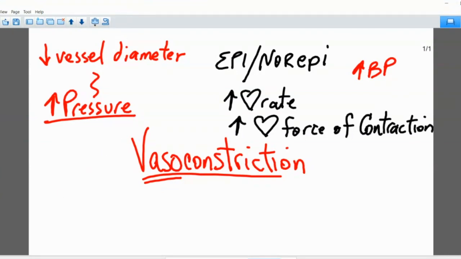Epi and norepi are vasoconstrictors too. So in addition to impacting the heart, they also make your blood vessels get smaller. So they help to raise the pressure that way. And the other reason I mentioned this is a very sneaky reason. Go on your hormone handout. If you have your hormone handout out, go to ADH.